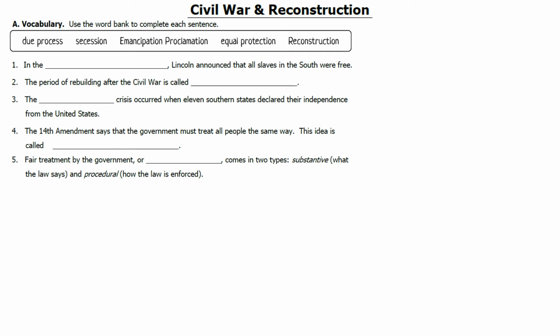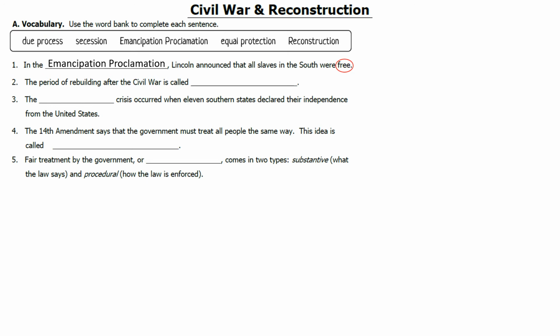We'll start with vocabulary. Use the word bank to complete each sentence. Our words are due process, secession, Emancipation Proclamation, equal protection, and Reconstruction. Number 1, in the blank, Lincoln announced that all slaves in the South were free. So that keyword there is free. What talks about freedom? Well, we know that the Emancipation Proclamation was a really, really big deal that, in theory, freed the slaves. So we're going to use the Emancipation Proclamation.